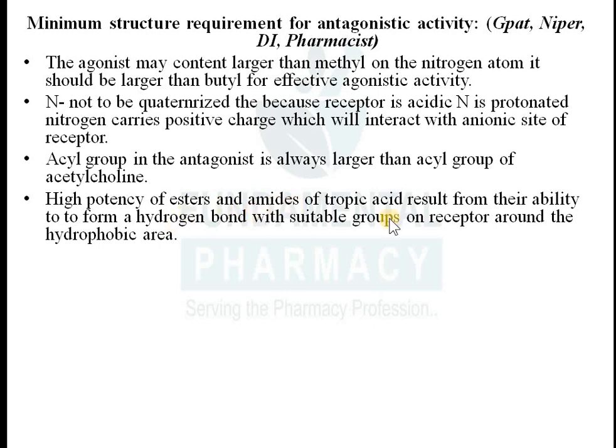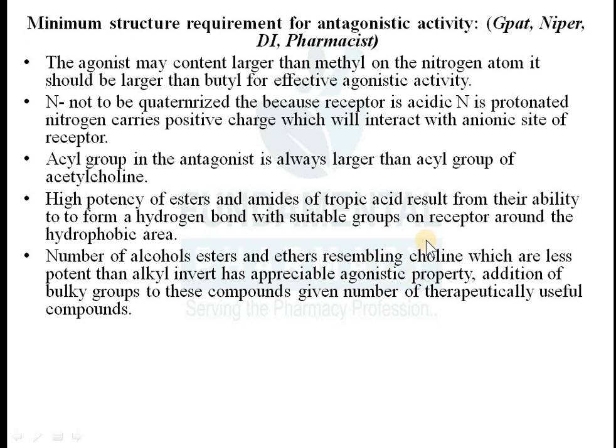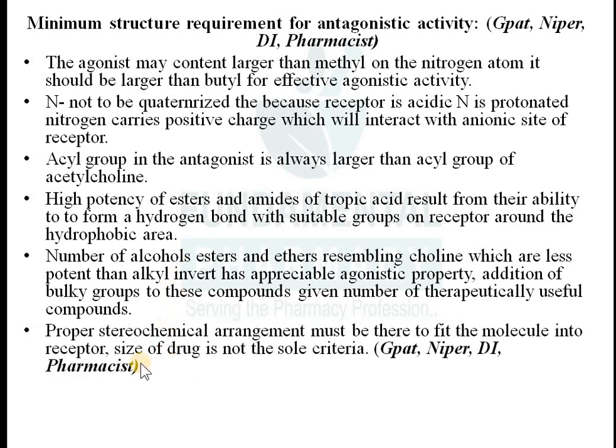Then the high potency of esters, amides and tropic acid results from their ability to form a hydrogen bond with a suitable group on the receptor around the esteratic area. So high potency esters, like atropine, where there is tropic acid, will bind to the esteratic site by hydrogen bonds with suitable groups on the receptor. Meaning the hydroxyl group of serine is there. A number of alcohols, esters and ethers resembling choline, which have small alkyl groups, have appreciable antagonistic property, but no therapeutic use. Okay, if in an alcohol ester you put small groups like alkyl groups in place of bulky groups, that will not be useful therapeutically. Proper stereochemical arrangement must be there to fit the molecule in a receptor. Okay, you have to keep the stereochemical arrangement in mind too, which is not the sole criterion.